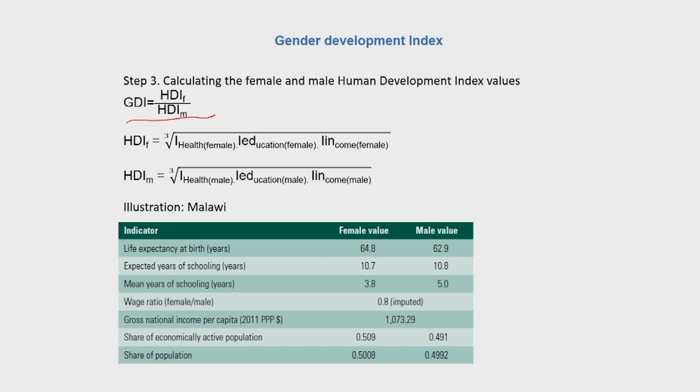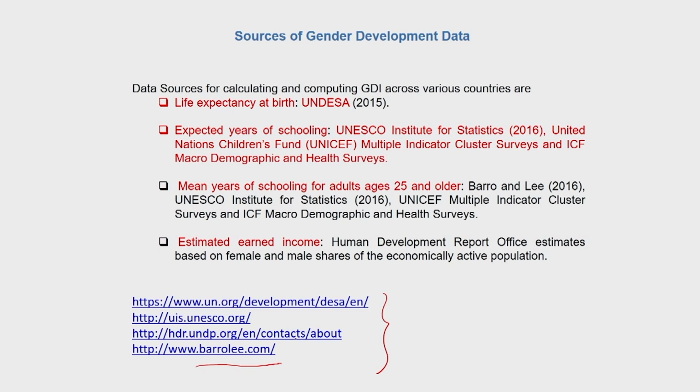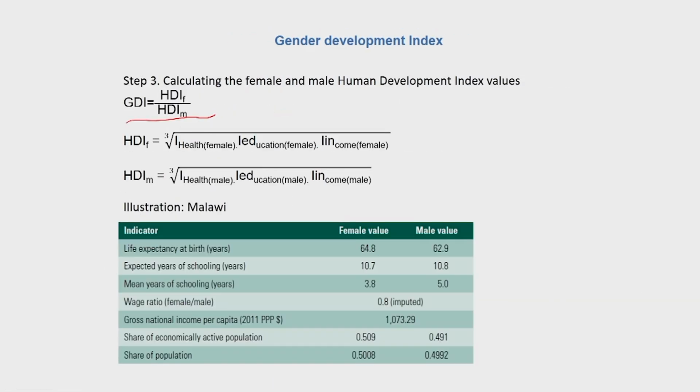This illustration is taken from the technical report of the HDR 2016. For those who are very new to this discussion on human development indices and the human development concept itself, I would urge you to look up the United Nations Development Programme Human Development Report websites, which I have mentioned here in this slide, hdr.undp.org. This website is a rich repository of resources on the human development indices and human development reports.